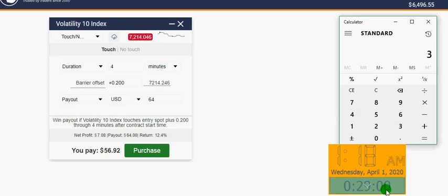So once this is in 20 seconds, we click on purchase. That's 40 seconds after the last trade, so you have to wait for at least 40 seconds before you place the next trade. So once it's 20 seconds, you click on purchase.